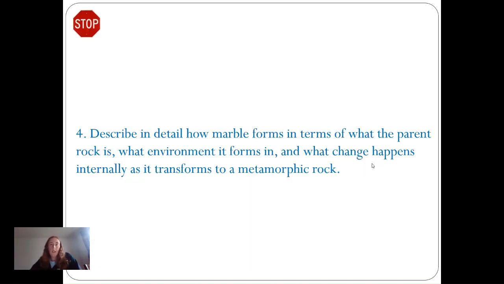Okay, so your task now is to describe in detail how marble forms in terms of what the parent rock is, what environment it forms in, and what changes happen internally as it transforms into a metamorphic rock. All right, feel free to return when you're done with that quiz question.